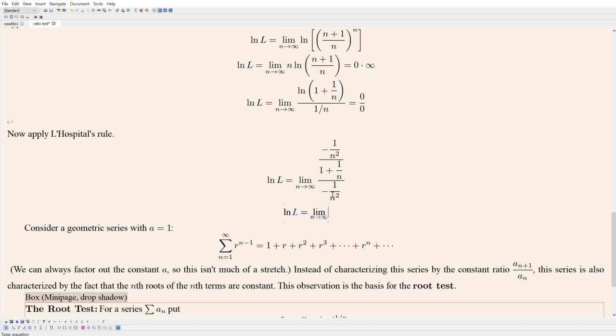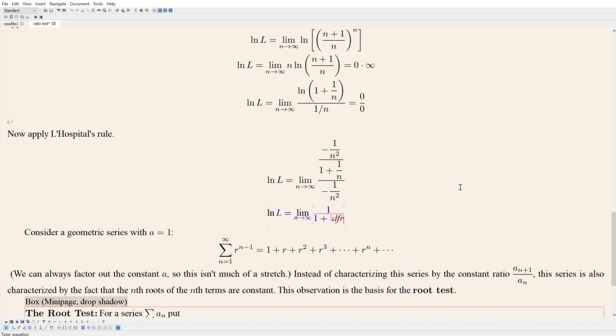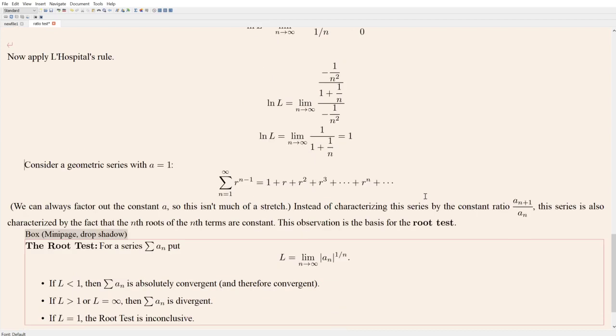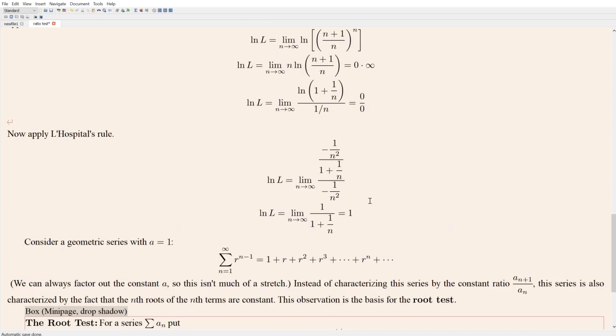Well, actually, it's not that bad, because the minus 1 over n square, minus 1 over n square, those guys just cancel. So really, this is all we have. And then as n goes to infinity, this goes to 0, so we just get 1. So actually, that's not bad.